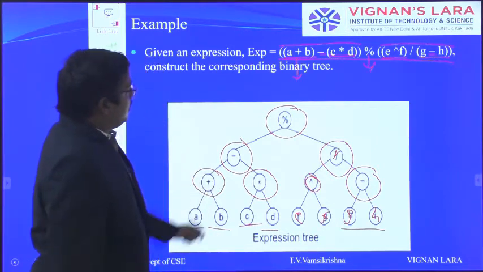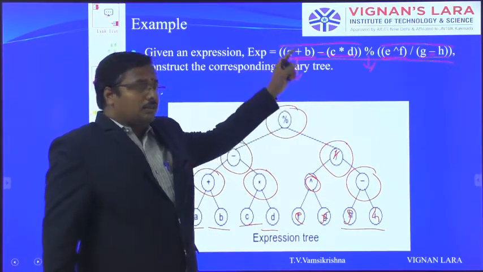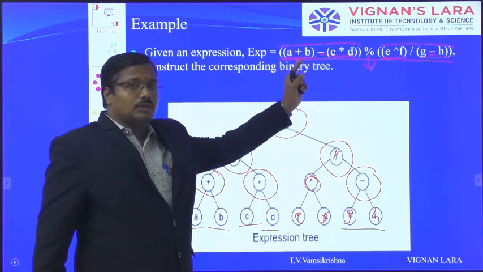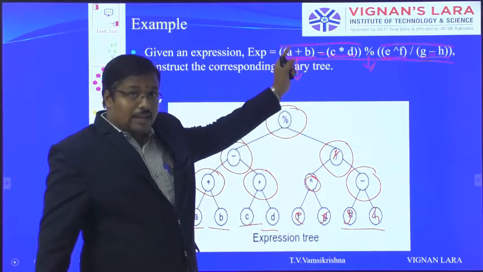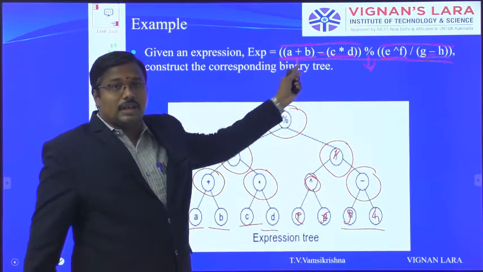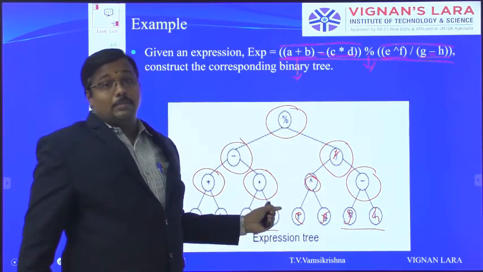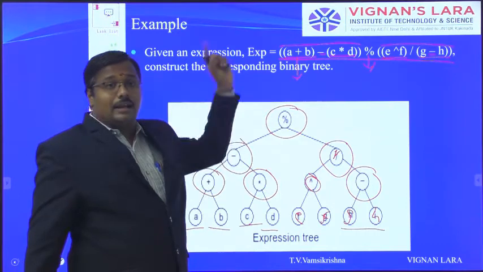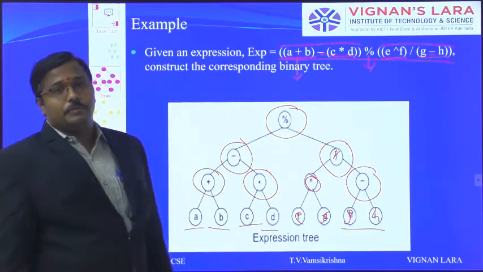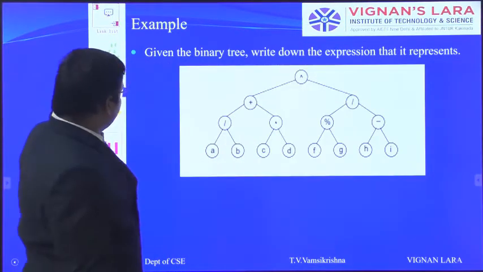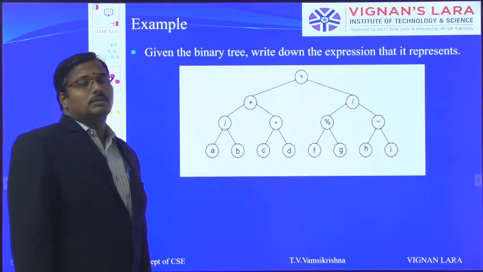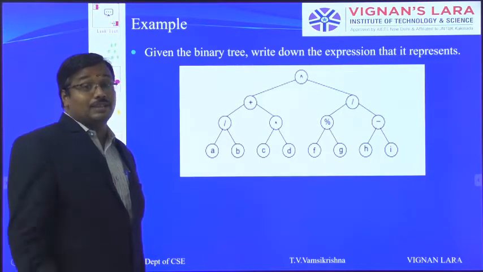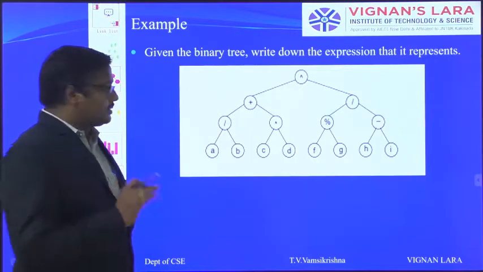Here there are two types. Sometimes they ask a 2 marks or 4 marks question like this. The first type: they give an expression and ask you to construct an expression tree. The second type: they give an expression tree and ask you to analyze the expression from the tree. So this is a tree; we want to find the equivalent expression for this.